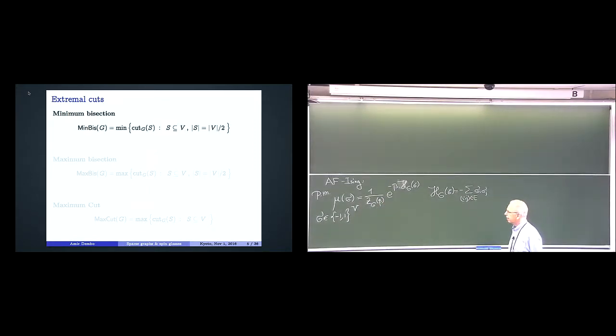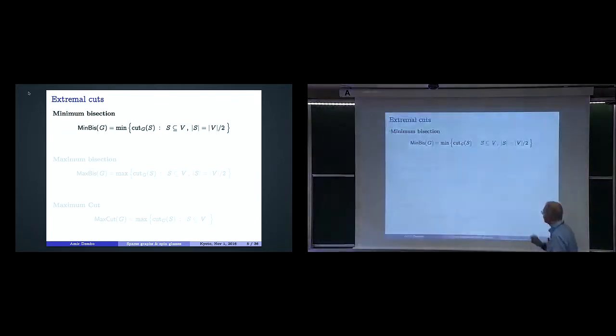So let's look at some particular cuts that we can be interested in. We are not really interested in the typical random cut, but we are interested, as mentioned, in extremal cuts. There will be three extremal cuts that will be of interest to us: the minimum bisection, the maximum bisection, and the maximum cut. The minimum bisection tries to minimize the number of edges that go across the cut. So we are trying to put all our edges, if possible, in the two groups and as few as possible between them. So we are minimizing the size of the cut.